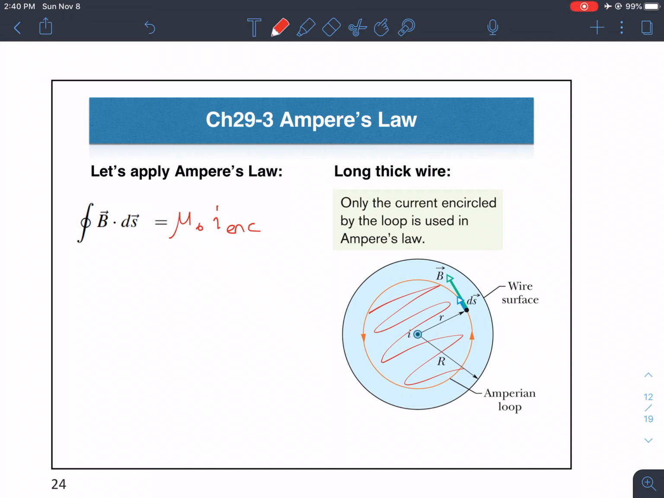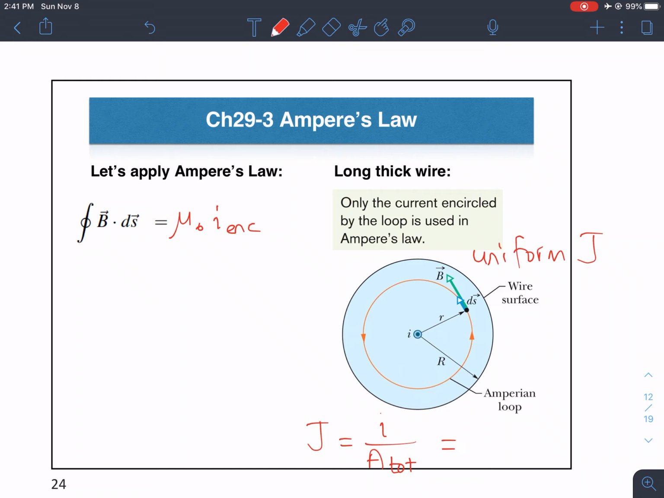So we need to figure that out. This is the case for a uniform current density. We will talk about what happens if current density is not uniform. Remember the current density definition: it is the current divided by the cross-sectional area. I'm going to call this one total area, and this I is the total current. Since current density doesn't change, we can do the same for the enclosed part: the enclosed current divided by the cross-sectional area defined by that Amperian loop.